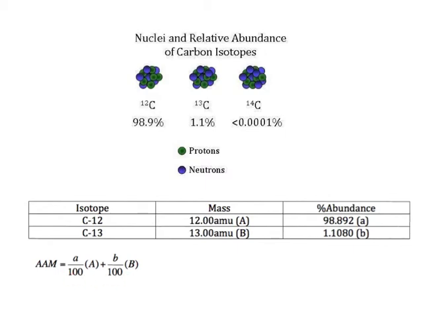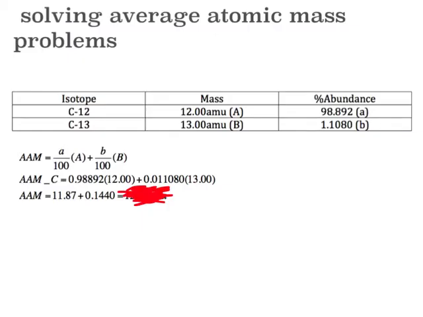Now I'm going to show you how to calculate the average atomic mass for carbon. In this particular instance, I'm going to plug the numbers into the equation. So the AAM, remember, stands for the average atomic mass. Little a, as you can see in the table here, stands for the percent abundance. Now notice here in my equation I'm dividing it by 100. You always have to do that. You have to take this number and divide it by 100. Same here. So as I go along, I have 0.98892 times 12.